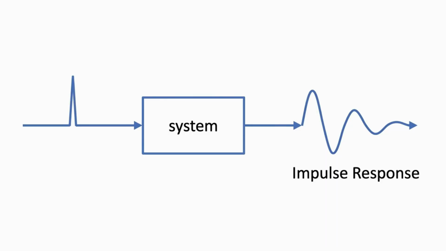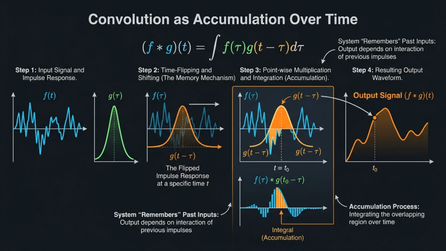When a real signal enters a system, it can be viewed as a sequence of small impulses distributed over time. Each impulse triggers a scaled version of the system's impulse response. These responses overlap and accumulate, creating the final output signal. This interpretation shows that convolution is essentially a process of accumulation over time. The system remembers past inputs, and its output depends on how all previous impulses interact through the impulse response function.